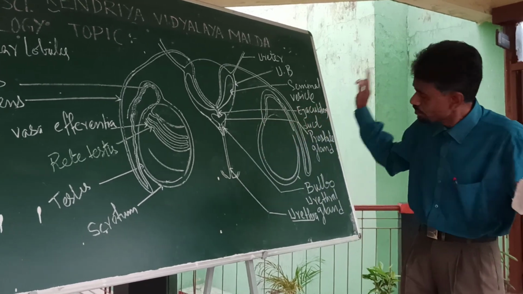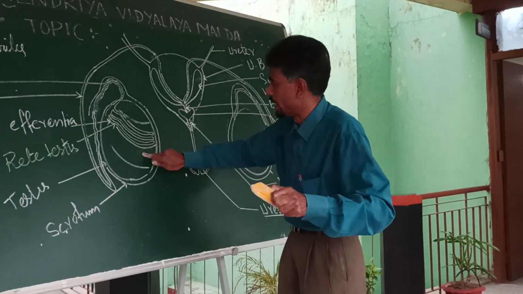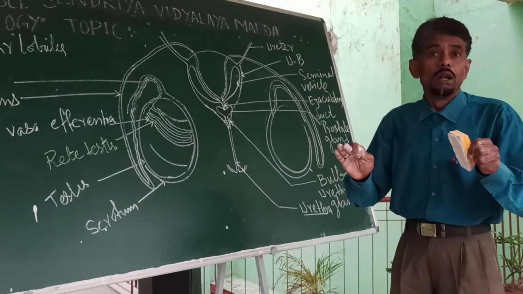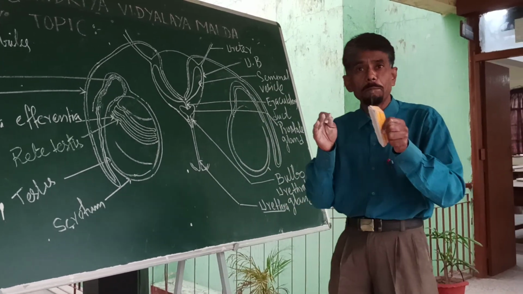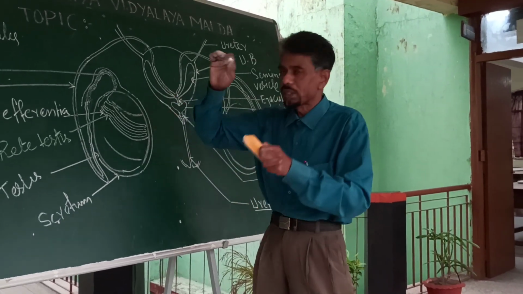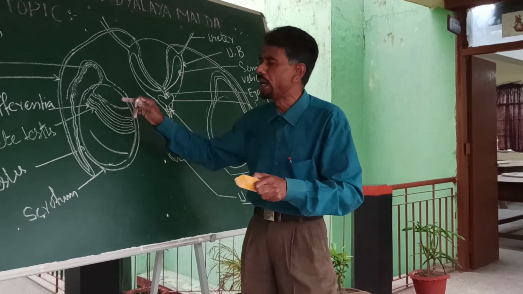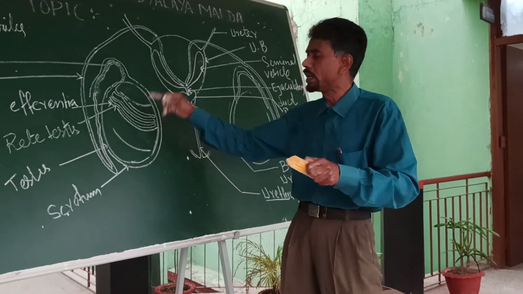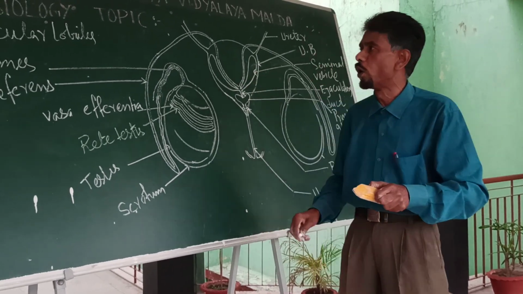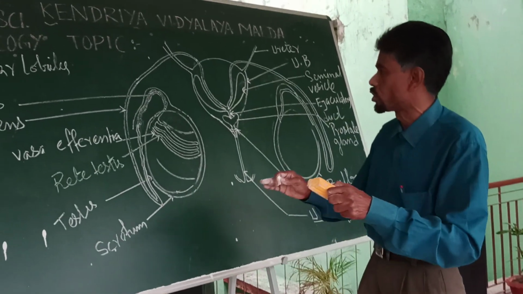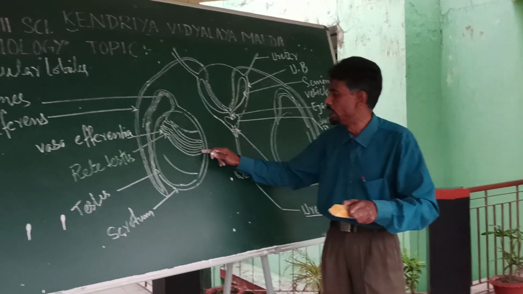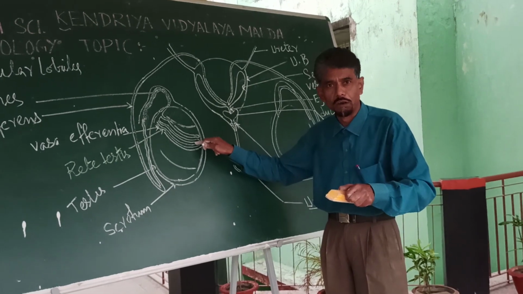Is that clear? Each testis has around 250 lobular compartments. These compartments are called testicular lobules. Each testicular lobule contains around 2 to 3 fine tubular structures. These tubular structures are called seminiferous tubules.